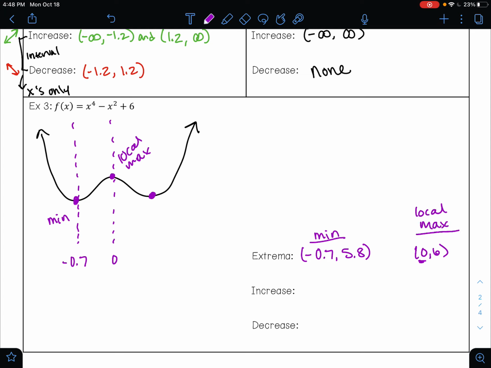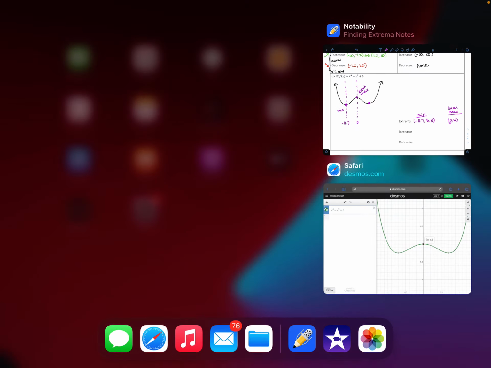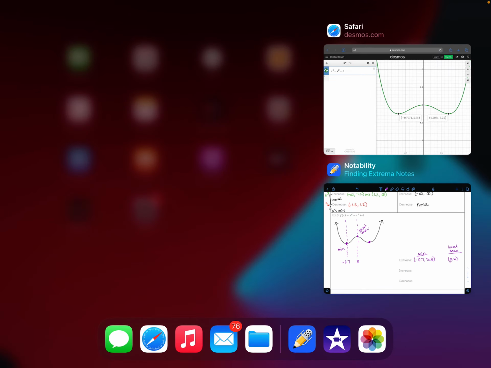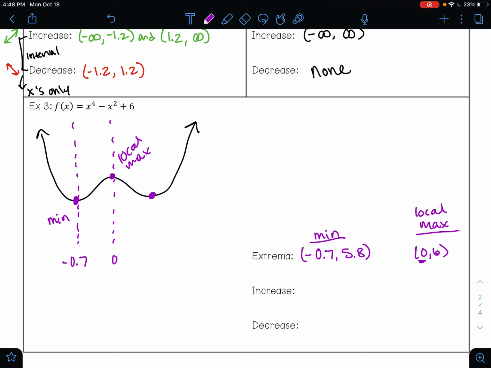And then for this last point, we're going to go back over to Desmos. And this is the point 0.7, 5.8. These two minimums have the same y value, so they're at the same height. So they are both the absolute max. Or sorry, I mean absolute min. Because they're the lowest points.